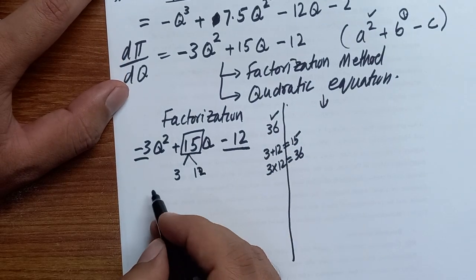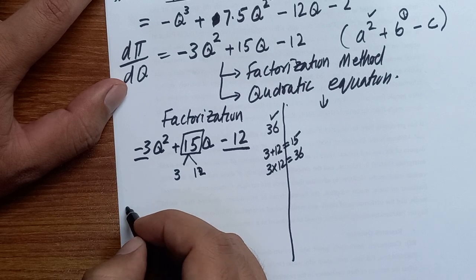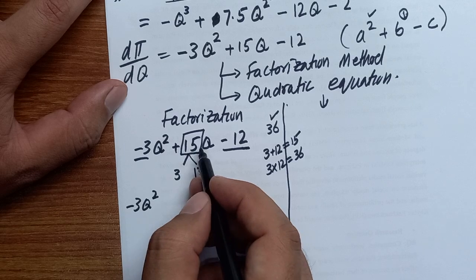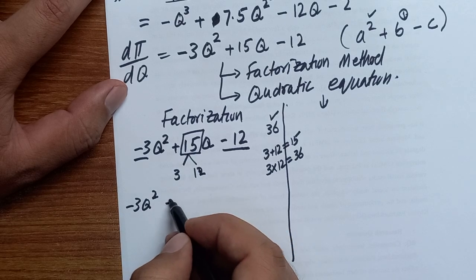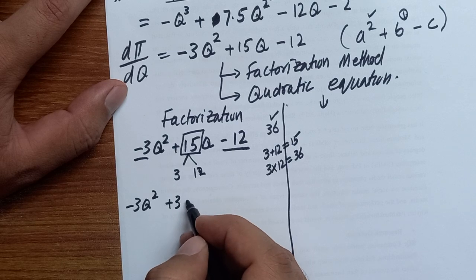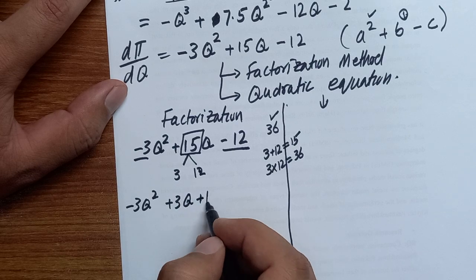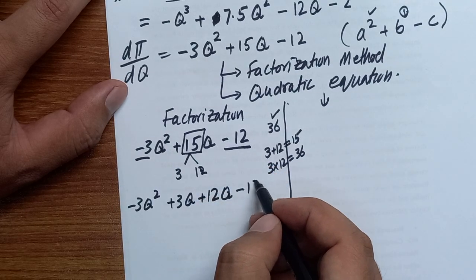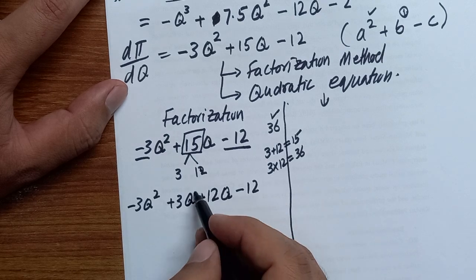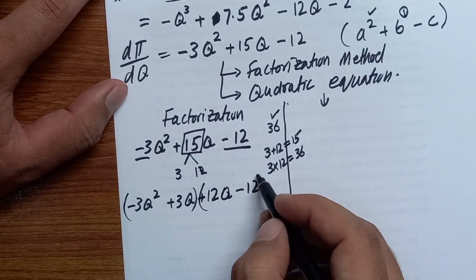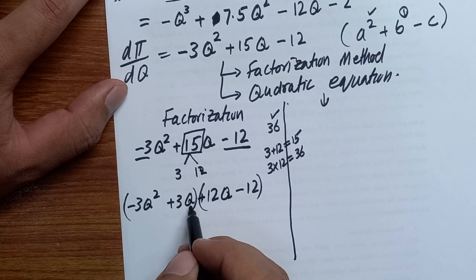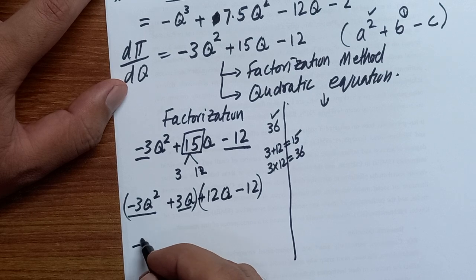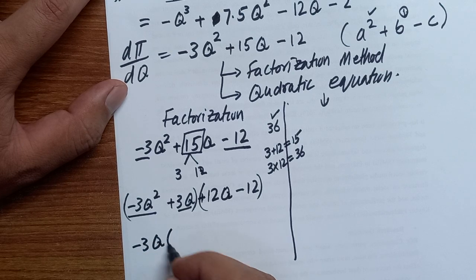Okay, now I can write like this: minus 3q square on its own place. The 15 will be in two factors, plus 3q plus 12q, and the constant will be the same in the same place. So now we will take two brackets here. From this value, we will take minus 3q as common.